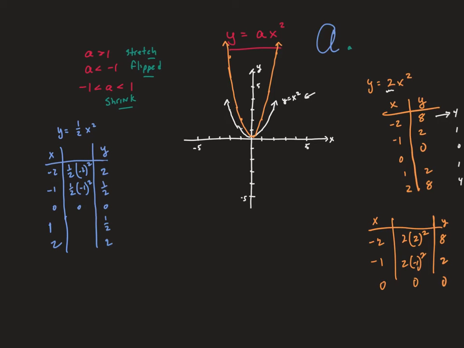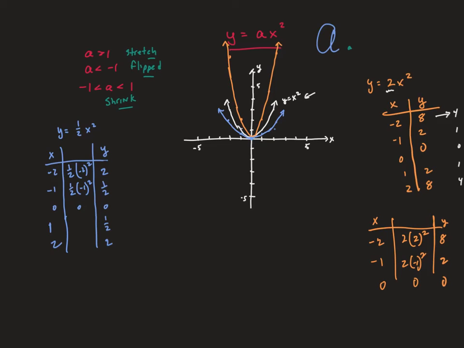So as I graph that, I'm going to have 0, of course, and then negative 1 is going to be 1/2. 1 is going to be 1/2, and then 2 is going to be 2. And as you can see, it's starting to get a little bit more flat, a little bit more bowl-shaped. So this is a shrink because it seems to be getting closer to that axis, where a stretch is getting farther from that axis. So things to consider.